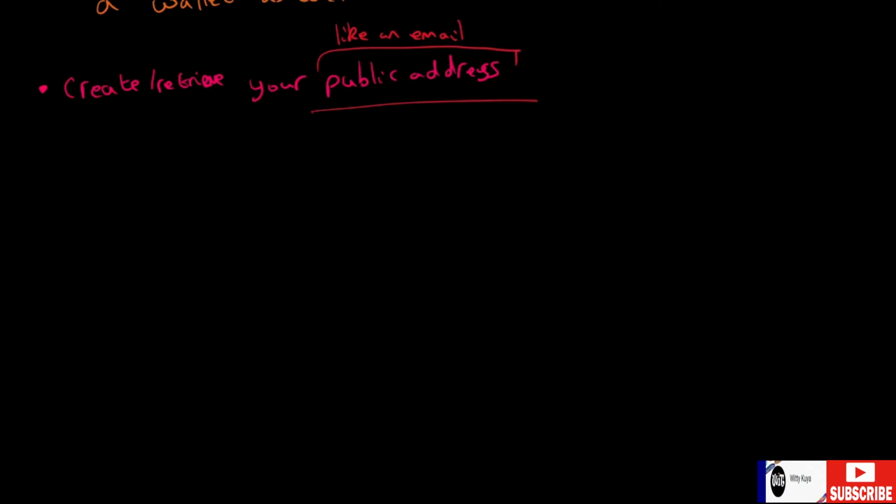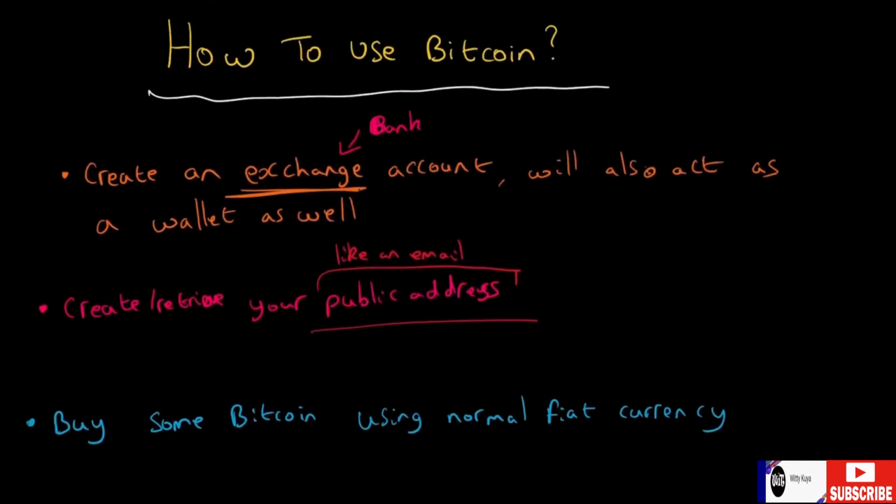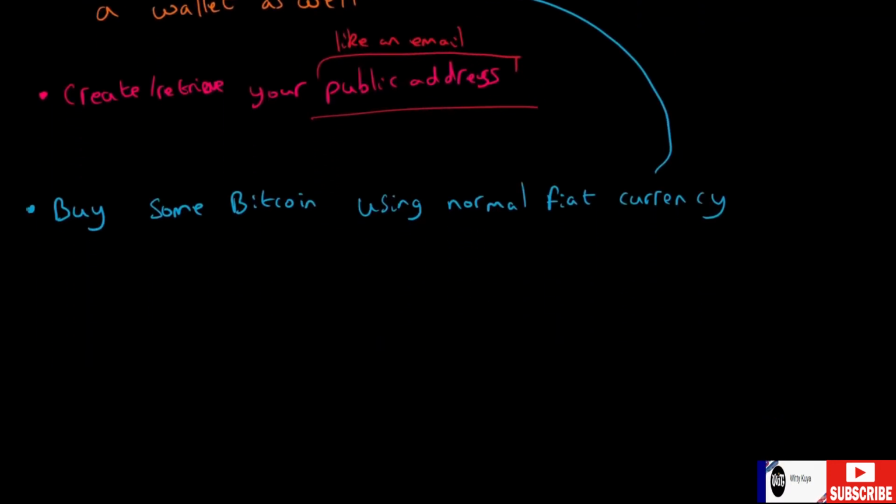Next, what you want to do is buy some Bitcoin, or other cryptocurrencies, using normal fiat currency, and you would ultimately do this via the exchange, which would facilitate the process of, well, exchanging one currency for another. That can be a fiat currency, or it can be one cryptocurrency to another cryptocurrency, but at the start you'll most likely be exchanging fiat to a cryptocurrency such as Bitcoin.